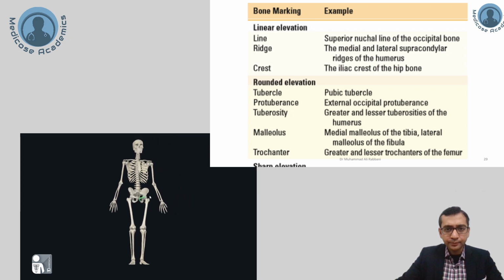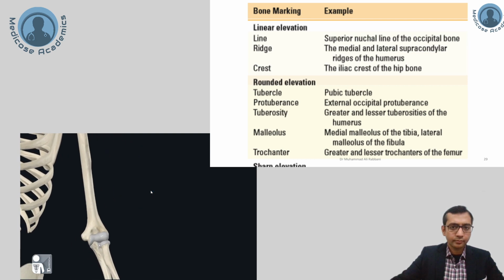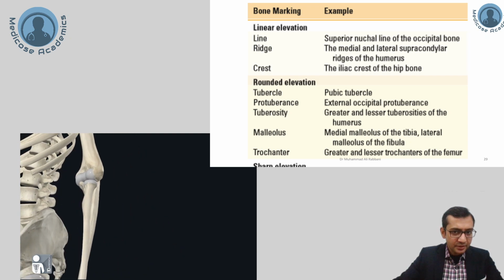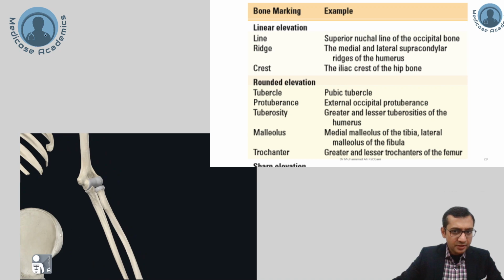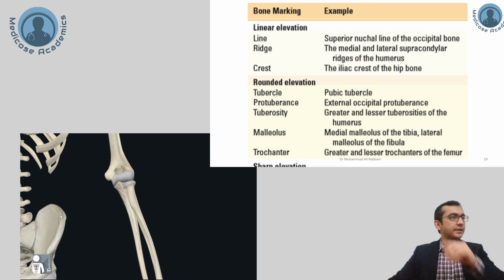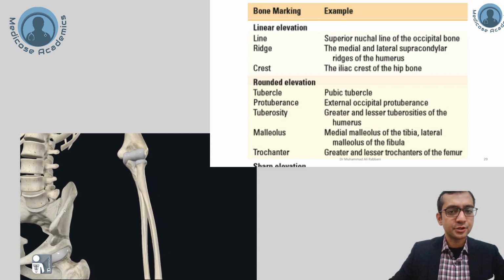Like the hip bone, this is a crest. This part of the hip bone is raised. It's not that sharp. You can feel it on your side of the trunk. You can palpate it down to find that this is a linear elevation, that is a ridge.